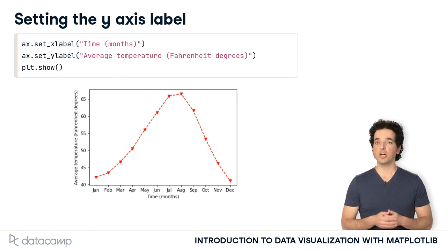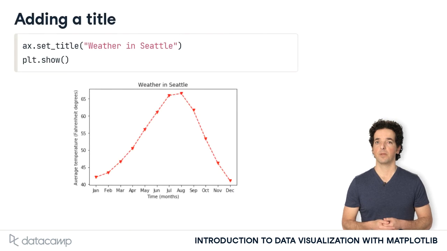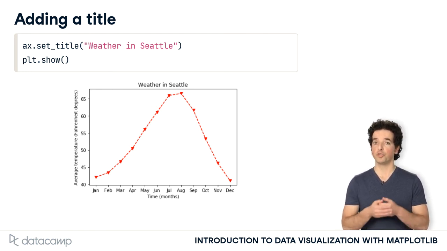Similarly, a set_ylabel method customizes the label that is associated with the y-axis. Here, we set the label to indicate that the height of the line in each month indicates the average temperature in that month. Finally, you can also add a title to your axes using the set_title method. This adds another source of information about the data to provide context for your visualization.